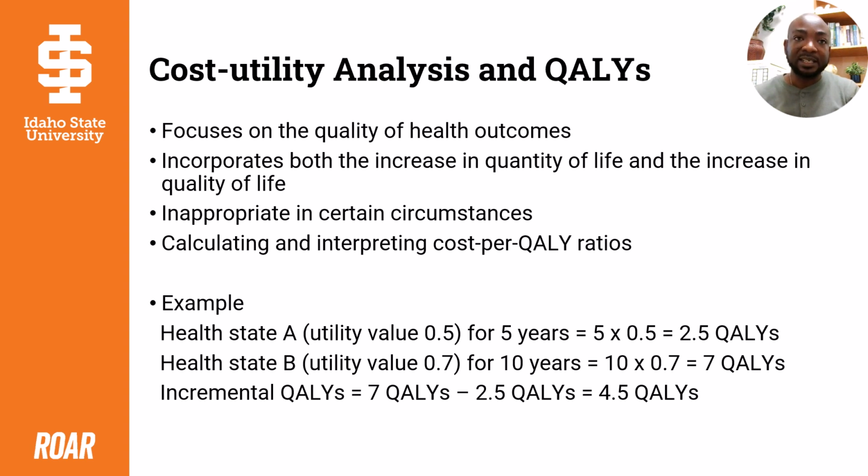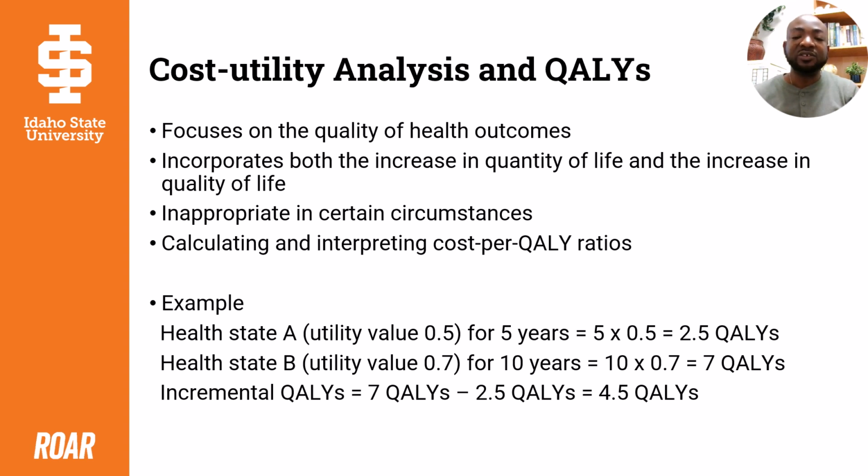Imagine that a patient is expected to live in health state A for 5 years without treatment, and that the utility value which corresponds to the patient's quality of life in that health state is 0.5. By weighting survival by the utility value, the number of QALYs associated with being in health state A for 5 years can be estimated. In this example, the number of QALYs is 2.5, that is 5 years survival times 0.5 quality of life, which is equal to 2.5 QALYs.